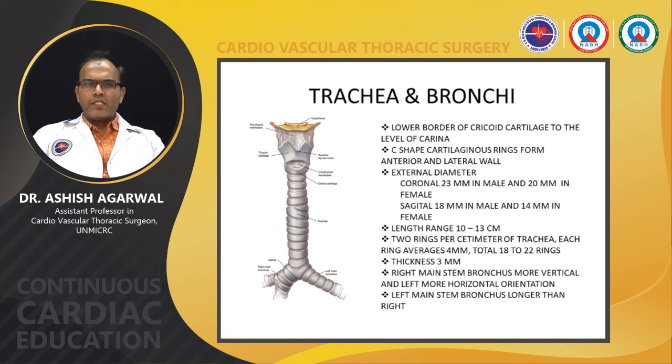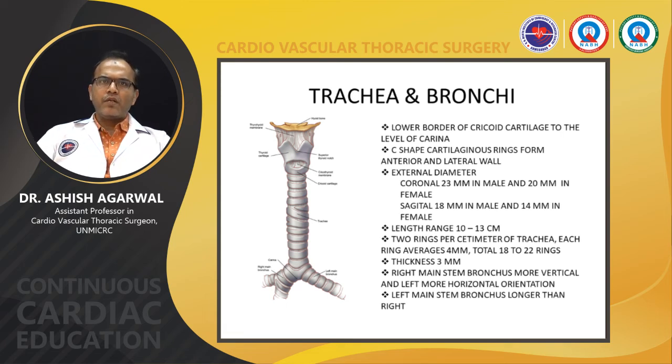It normally ranges in length from 10 to 13 cm. It has 2 rings per centimeter of trachea. Each ring averages 4 mm and makes an approximate total of 18 to 22 rings, and the tracheal wall thickness is 3 mm. It divides into the right and left mainstem bronchus. Right mainstem bronchus is more vertical and left mainstem bronchus is more horizontal in orientation, and the left mainstem bronchus is longer than the right one.